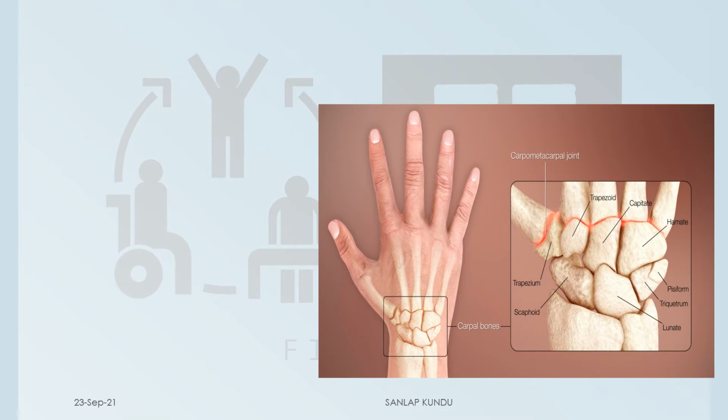Okay, now for the proximal row: she, scaphoid; looks, lunate; too, triquetrum; pretty, pisiform. For the distal row: try, trapezium; to, trapezoid; catch, capitate; her, hamate. Okay, so the answer will be option A, that is capitate, because capitate is in the distal row, right?